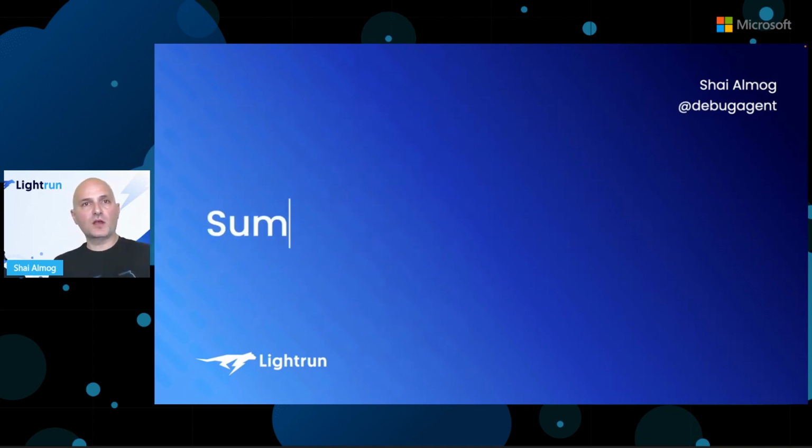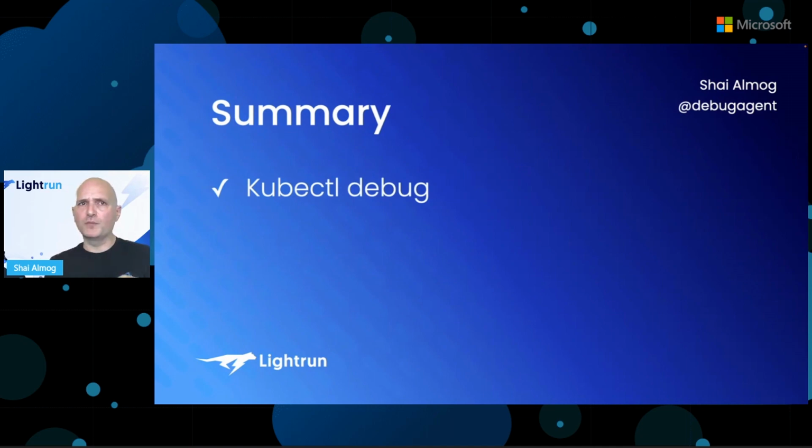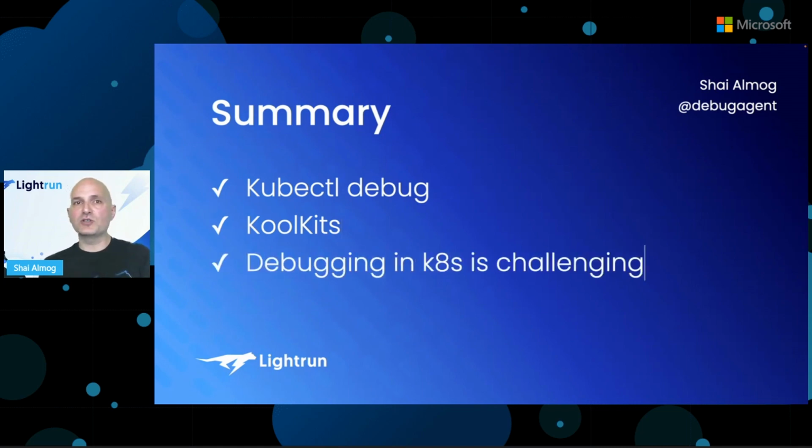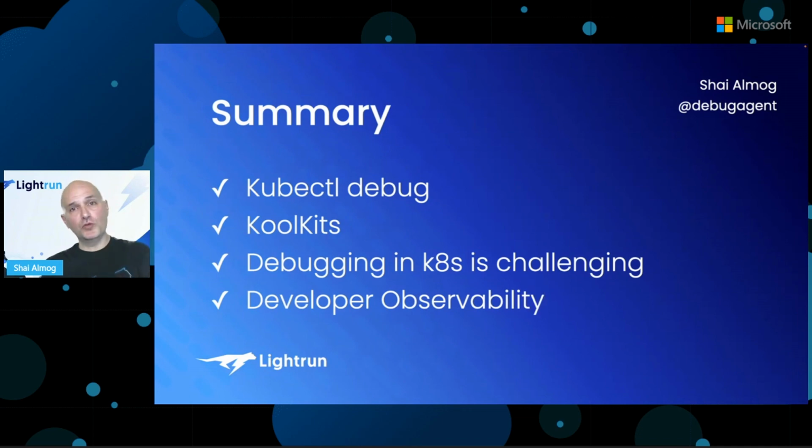So in closing, I'd like to review some of the things we discussed today. kubectl debug made debugging crashed pods possible. It also made it possible to debug a pod based on a bare bones image. KoolKits made kubectl debug easier to use with pre-installed tools. Debugging an application in an existing container in production is a difficult and risky process. Developer observability made deep, secure, read-only real-time debugging at scale easy.